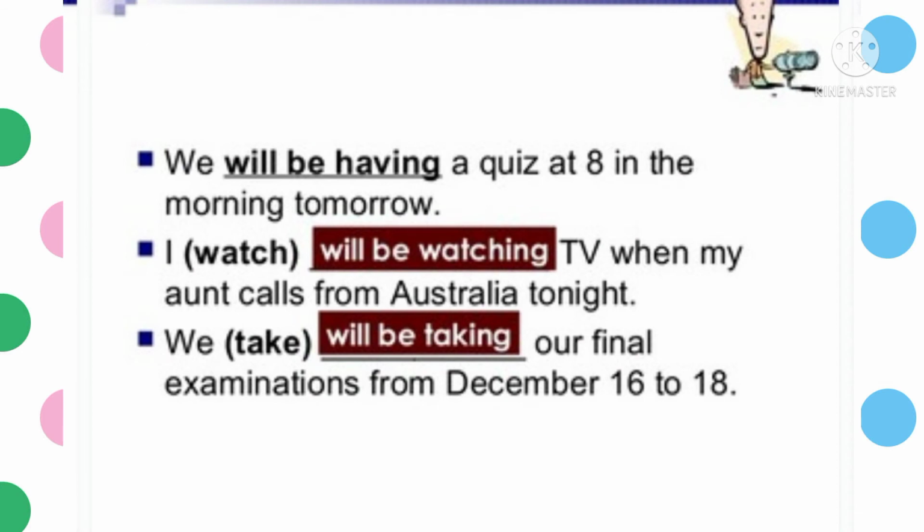See, we'll be having a quiz at 8 in the morning tomorrow. That's a plan. I'll be watching TV when my aunt calls from Australia tonight. Okay, that means that will be a continuous action. We will be taking our final examinations from December 16 to 18. Already a planned action. For all this, we will use future continuous tense.